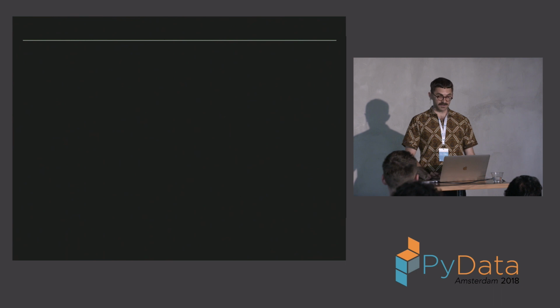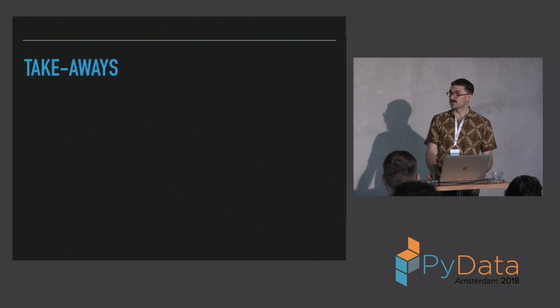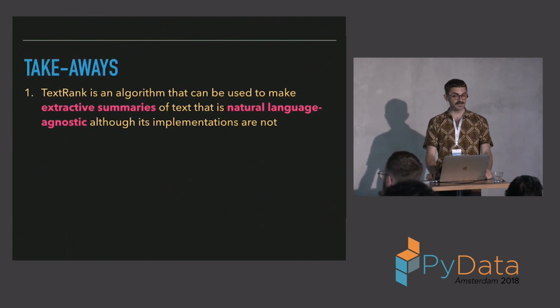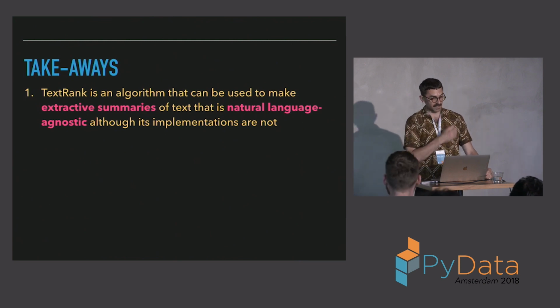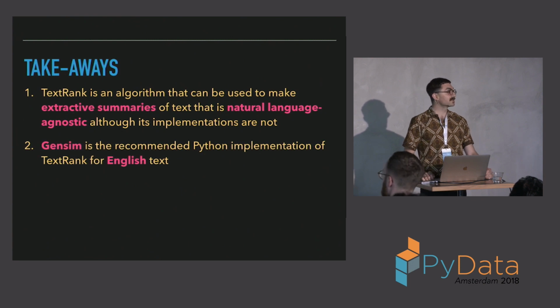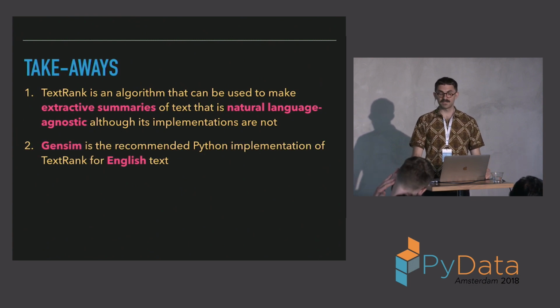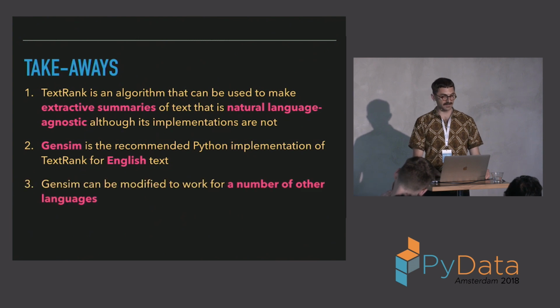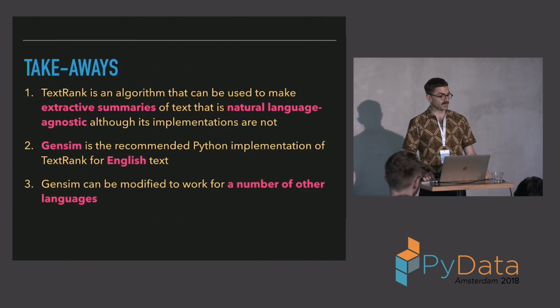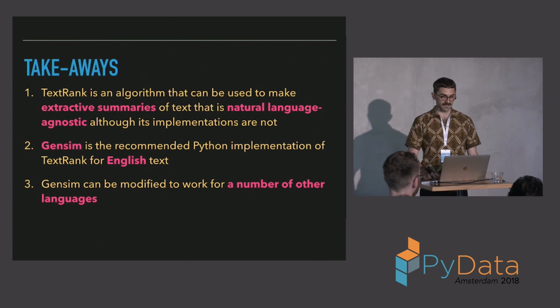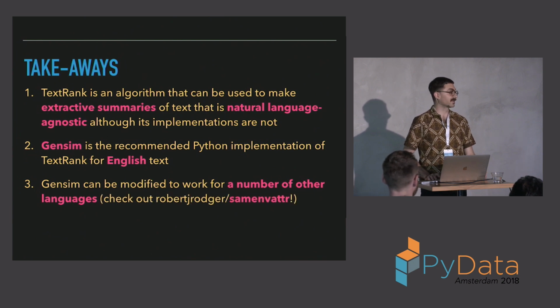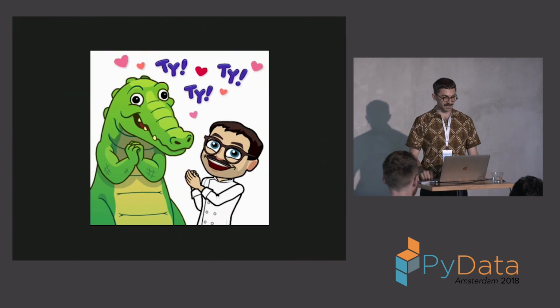And that's my talk. To conclude, I'd like to throw the takeaways back up on the screen once more. One, TextRank is an algorithm based on PageRank, and it can be used to make extractive summaries of text that is natural language agnostic, although the implementations of this algorithm are not. Number two, Gensim is my preferred Python implementation of TextRank for the English language. And three, Gensim can be modified to work for a number of other languages. Check out my SAMENVATTR for an example in Dutch. Thanks for your attention, and I'd be happy to field some questions.